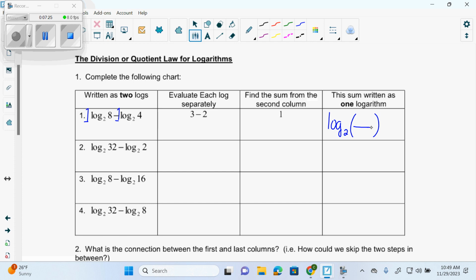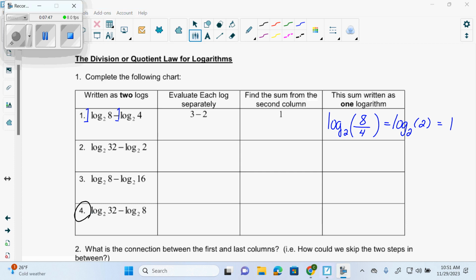So the log base 2 of 8 has a plus 1 in front, so my 8 is going to go in the numerator. And the log base 2 of 4 has a minus 1 in front, so the 4 is going to go in the denominator. And I'm going to get log base 2 of 2, which is what? Which matches the same answer. You try 4.